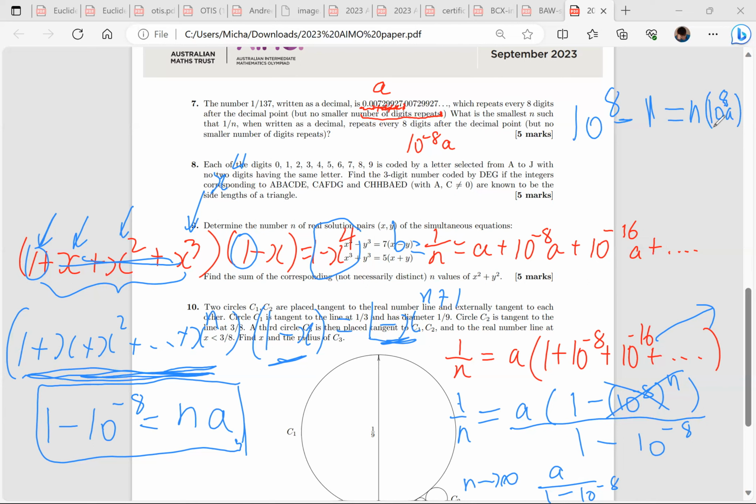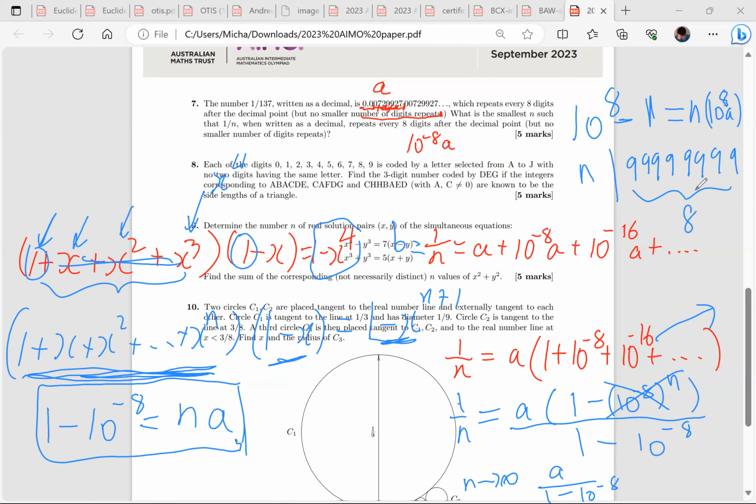Okay, so the problem is a is not an integer, right? You times both sides by 10 to the 8, minus 1 equals n times 10 to the 8 times a, yeah? Okay, so now it's an integer equation. It's called a Diophantine equation. Everything's an integer. And so now you can show that n divides 10 to the 8 minus 1, which is just 8 nines.